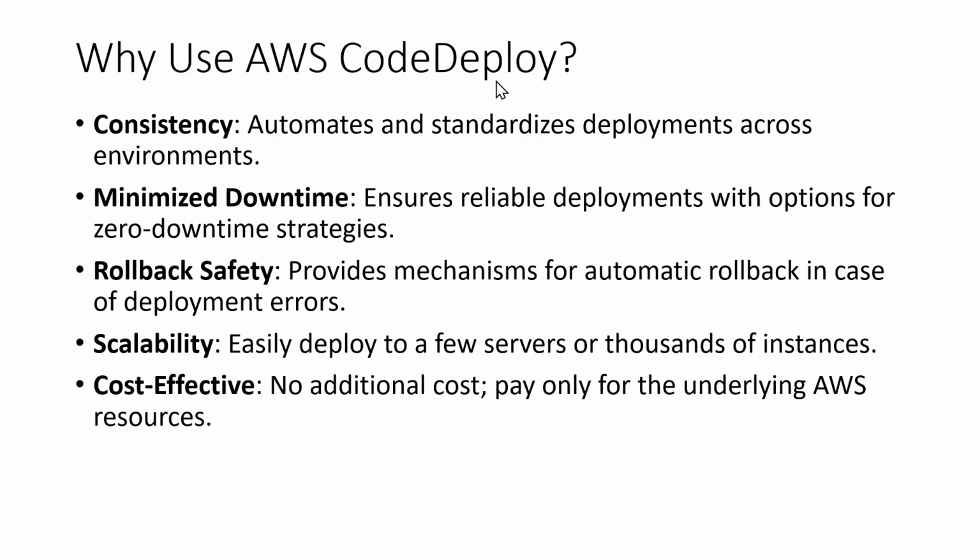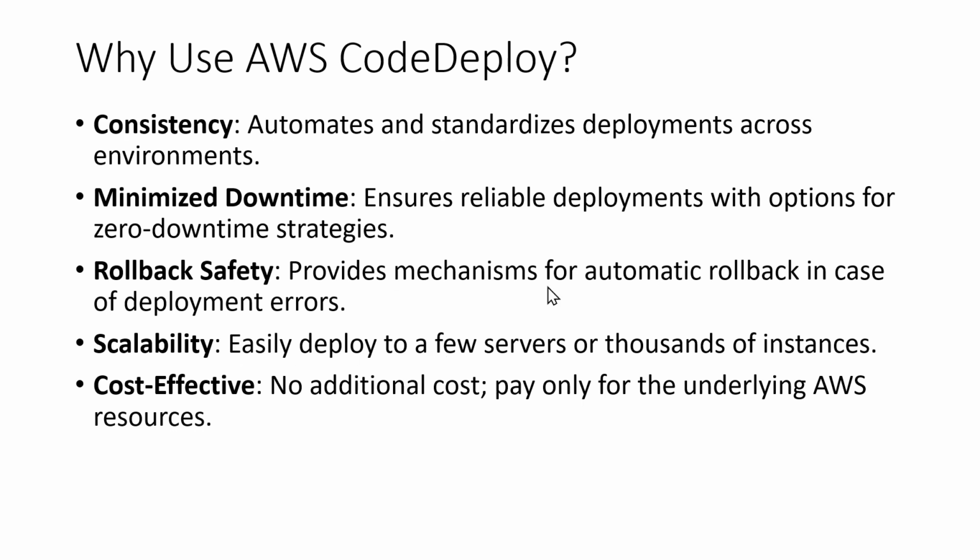So by using AWS CodeDeploy, there is consistency: it automates and standardizes deployment across environments. Once we have set up everything, it will automate the process, and from there onwards we need not pay any attention to it. Minimize downtime: we already know that during an upgrade or release, replacing the new version could delay or block end users from accessing the application, and to avoid mistransactions, that can be optimized here.